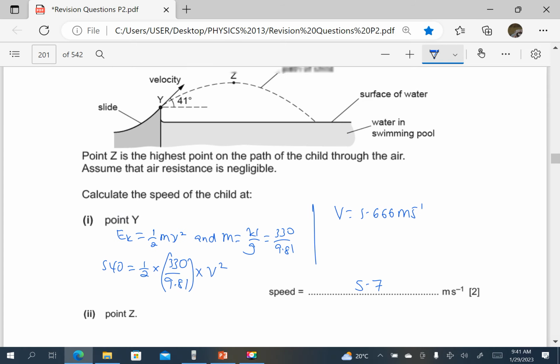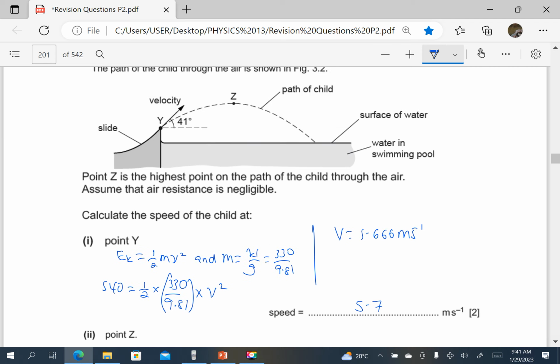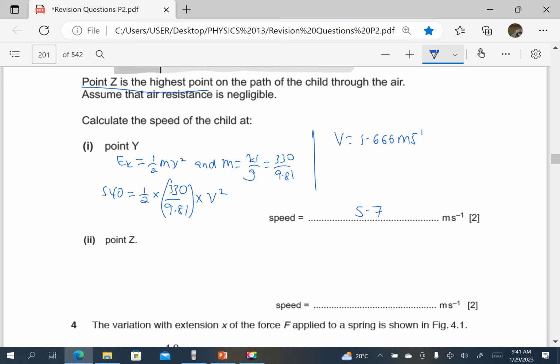Okay, then at point Z, we have the speed at Y as 5.7, and we want the speed at Z. If Z is the highest point, using projectiles, the speed in the vertical will be 0, but the speed in the horizontal will be the same as the speed at Y in the horizontal. It means we just resolve for the horizontal component of V. So speed here is going to be equal to the horizontal component of velocity at X.